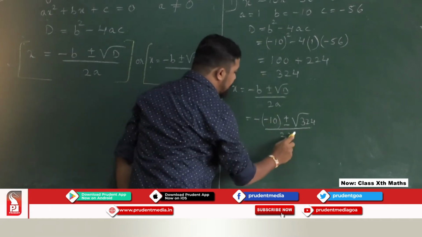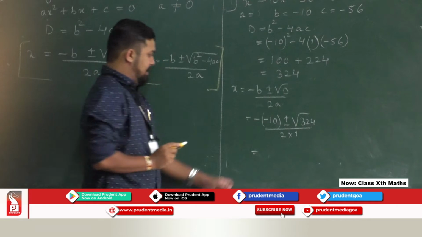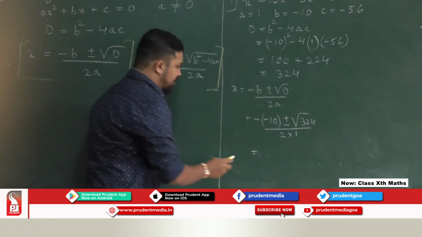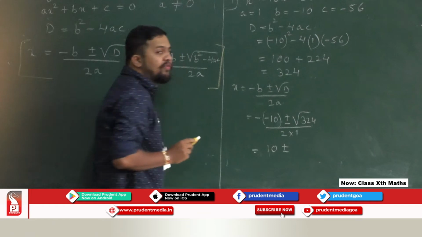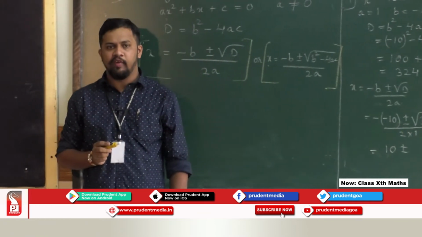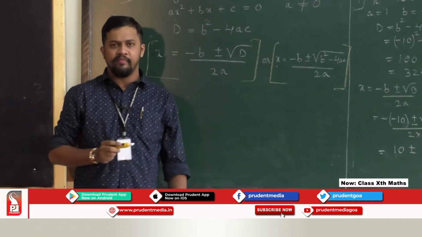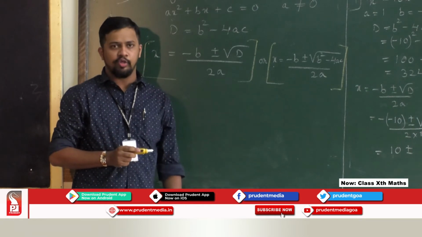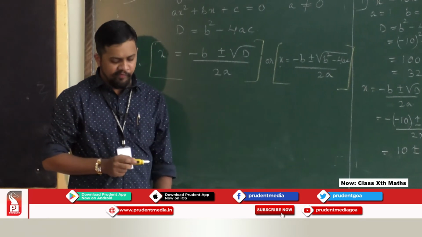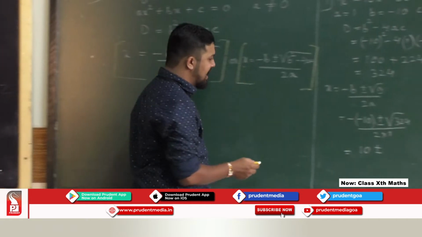A is 1. Negative into negative, positive 10. Square root of 324. 324 is a perfect square. So if you use any method, either the prime factorization method, or you can use your long division method also, and you get the square root of 324. The square root of 324 is 18.